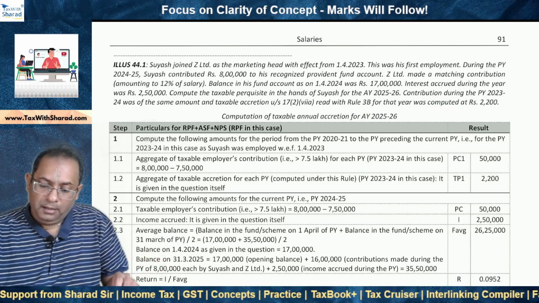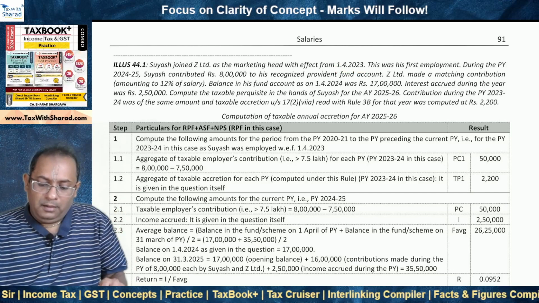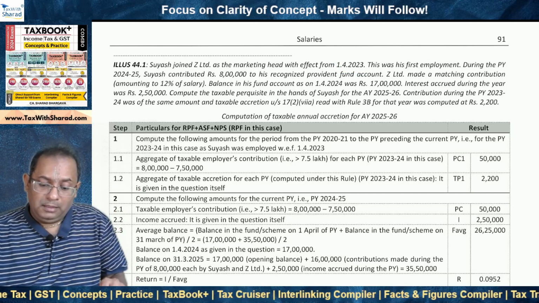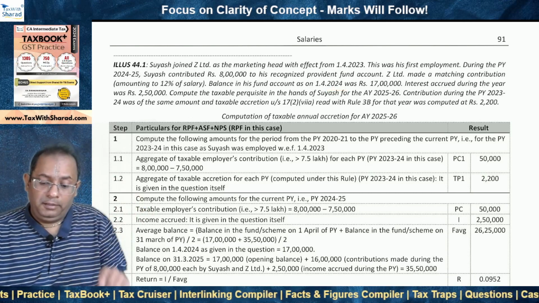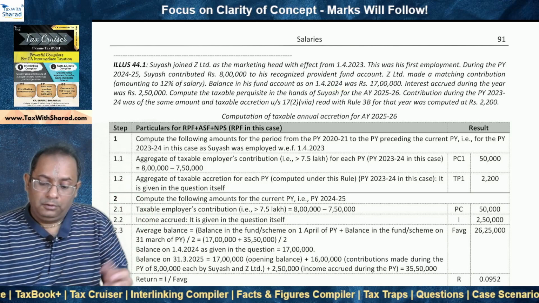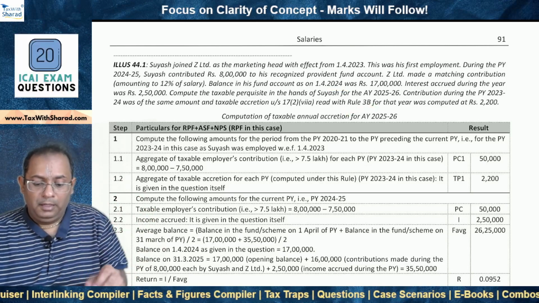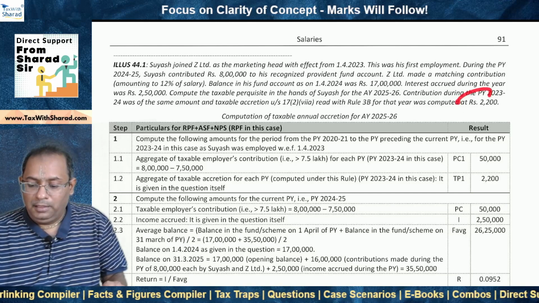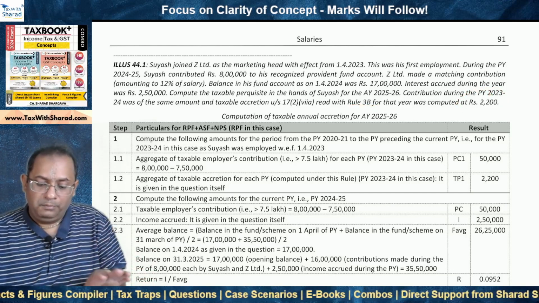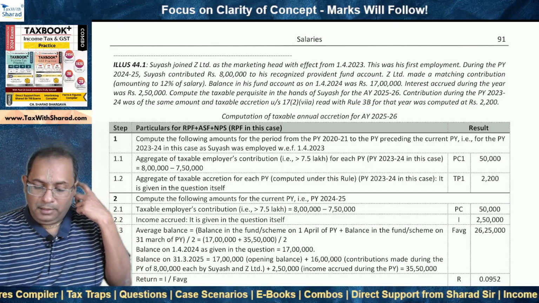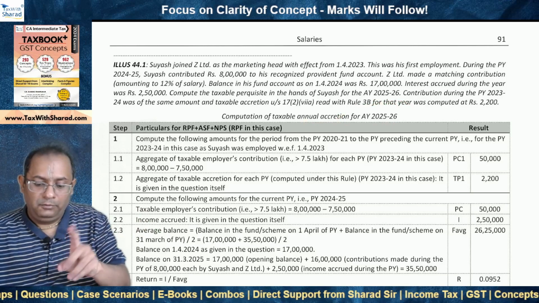See, Suyash joined 1st April 23, previous year 23-24. But we are asked to compute the taxable amounts for previous year 24-25. What happened for 23-24? For 23-24 also, Rule 3B would have been applied and taxable accretion would have been found out, and that is given in the question itself that it was rupees 2,200 under Rule 3B. And now we are asked to compute the amount of taxable annual accretion for assessment year 25-26, that means previous year 24-25.